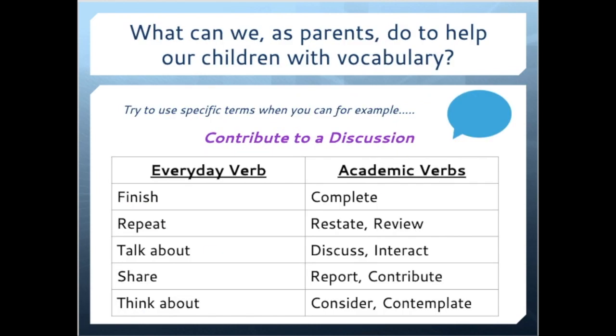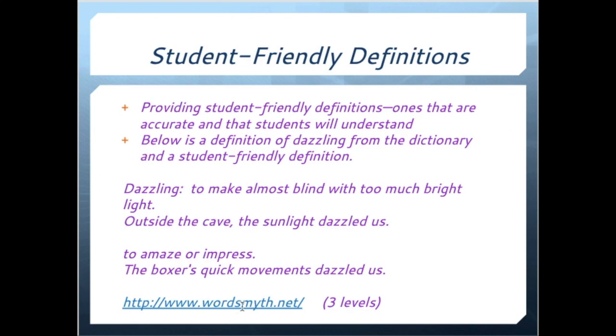Oops, I'm sorry. This website, wordsmith.net, is a really useful website with kid-friendly definitions, and there are 3 different levels. So depending on the level of your student, it can be a very simplistic definition and get harder.